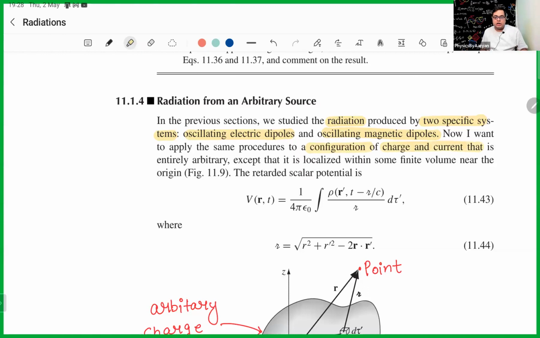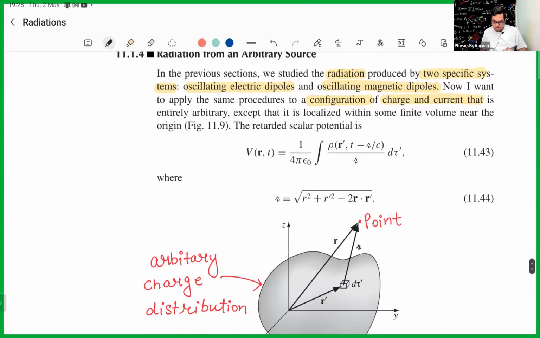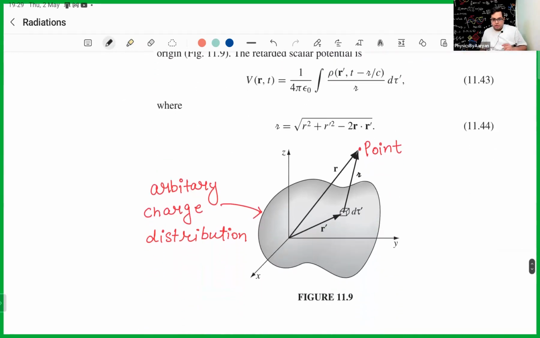Charge and current configuration. Okay, let's do that. So let's say I have any random charge distribution. This is my arbitrary charge distribution, or maybe there are some random currents as well, some random charges, and I want to find the power because of this.